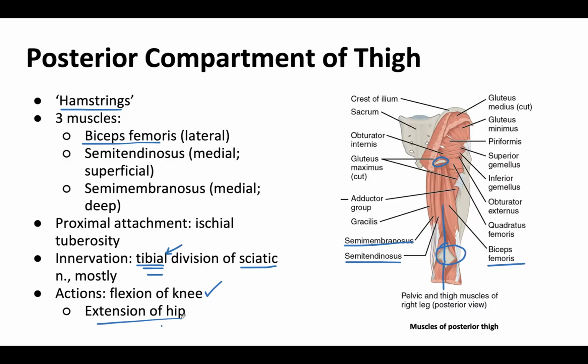We know the gluteus maximus is the primary extensor of the hip, particularly from that flexed position. So hamstrings will also play a role even in a relaxed standing state. So when you are extended, when you're standing upright, it's going to play a role in terms of the muscle tone associated with that.